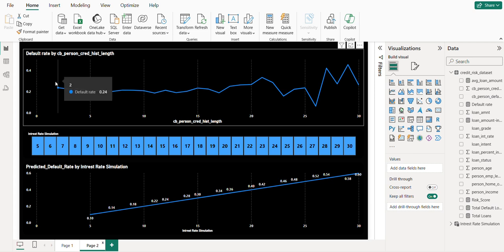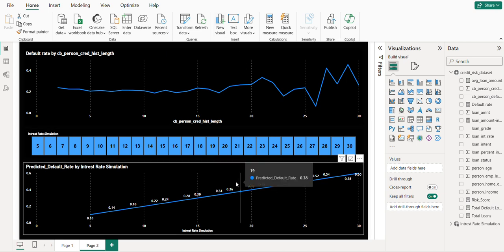As this line chart shows, there is no clear trend in default rate as the credit history length increases. But when the credit history is very high, like here, default rates fluctuate. See, this one is a dip and this one is up. So it indicates unstable risk patterns. We interpret that a long credit history does not guarantee a lower default rate, suggesting other factors may influence the loan risk.